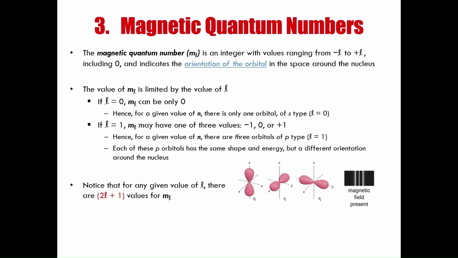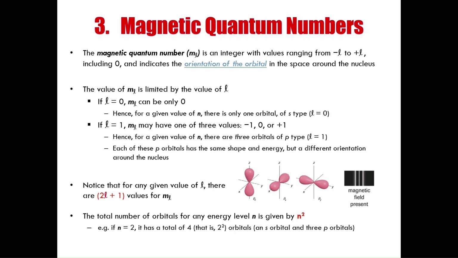Notice that for any given value of L, there are 2L plus 1 values of ml. Okay, so if I have an L value of 1, 1 times 2 is 2, plus 1 is 3, which means I have 3 possible ml's.